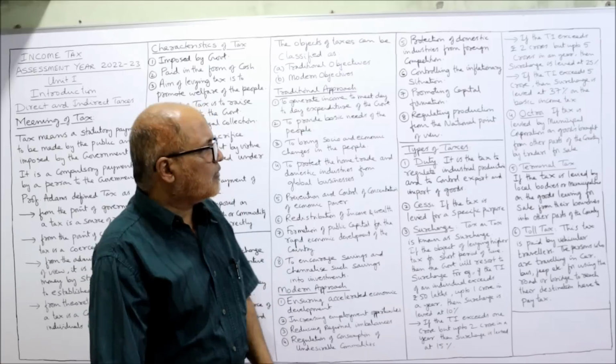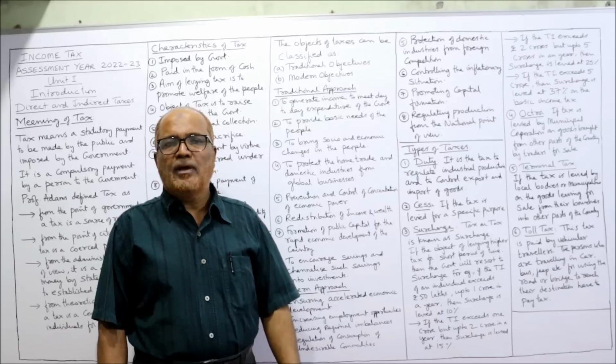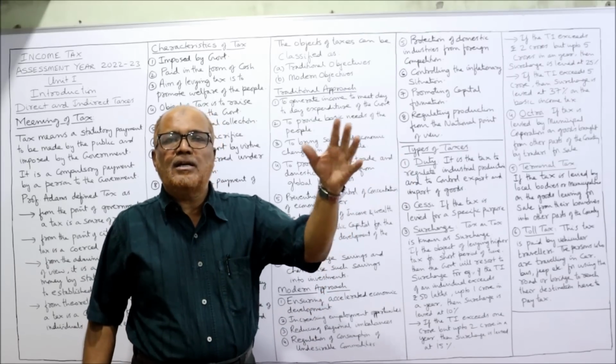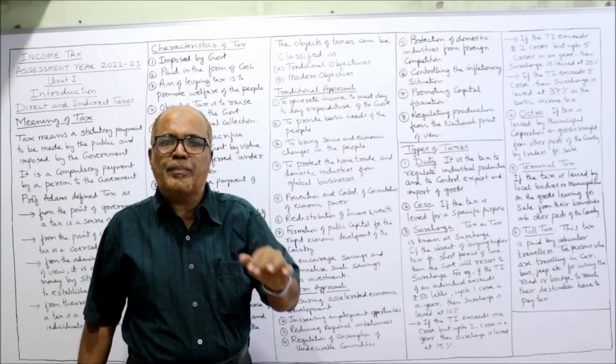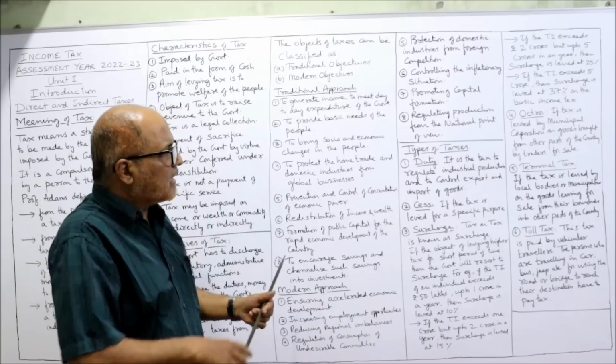Lastly, types of taxes. Taxes are of different types. The ultimate purpose of the tax is same. The government is collecting the tax from the people. The names of the taxes are different. What are the different types of taxes?